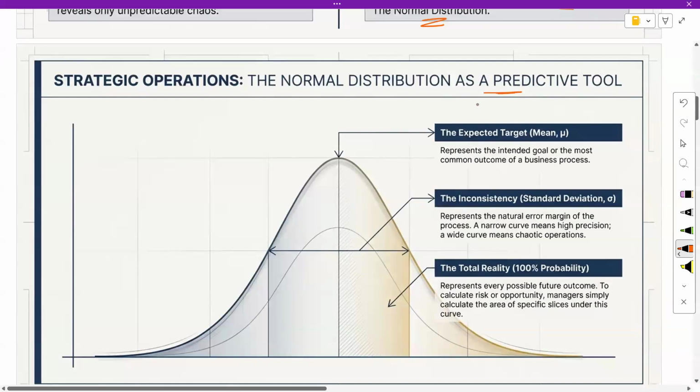Now, statisticians observe some common patterns among data distributions, and here this is the mean. The mean is the expected value, or the target value. The expected target represents the intended goal or the most common outcome of a business process.